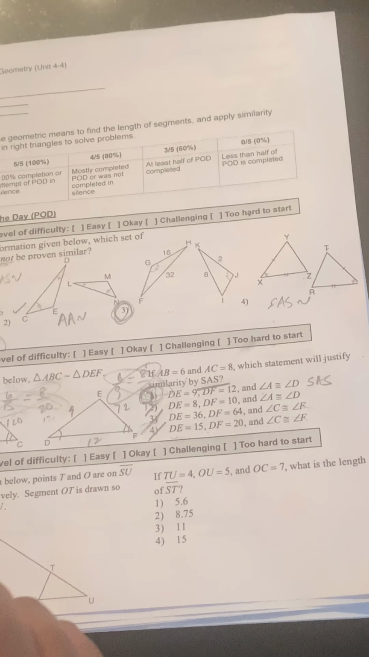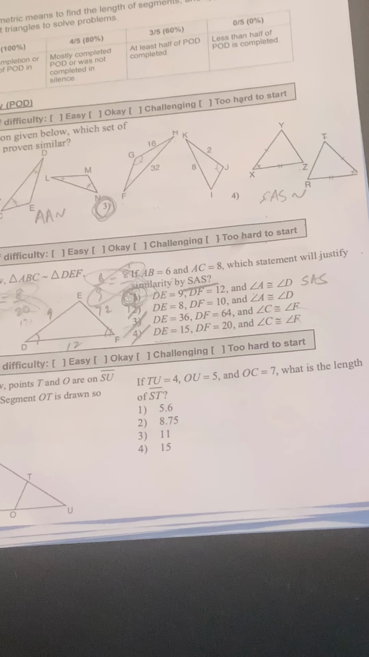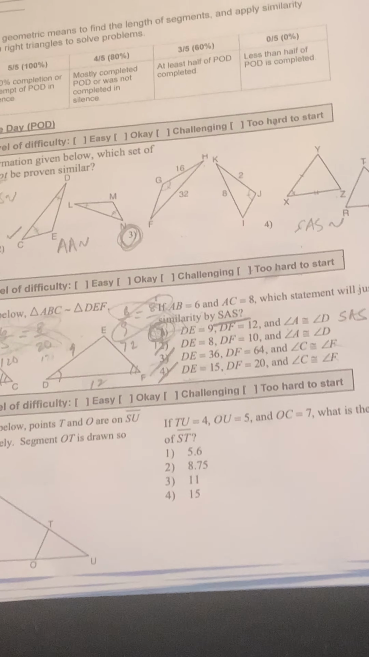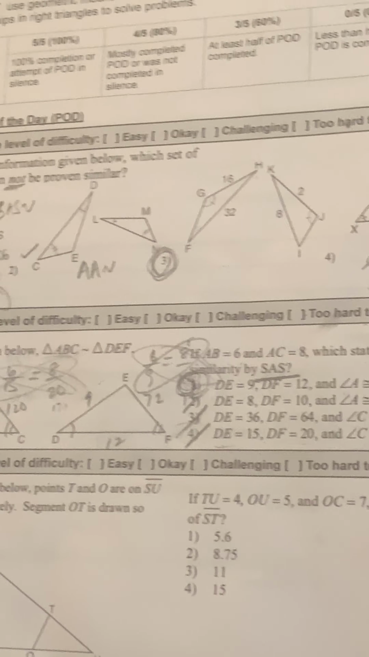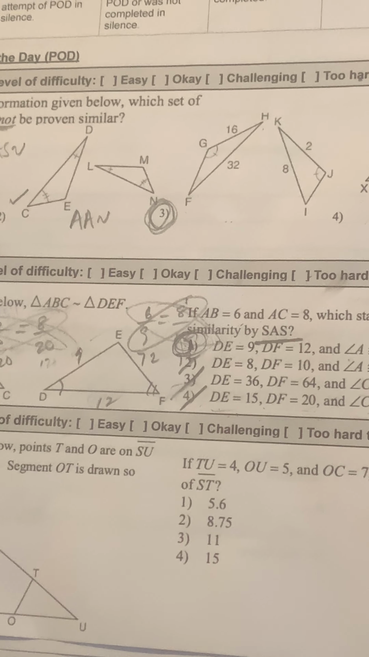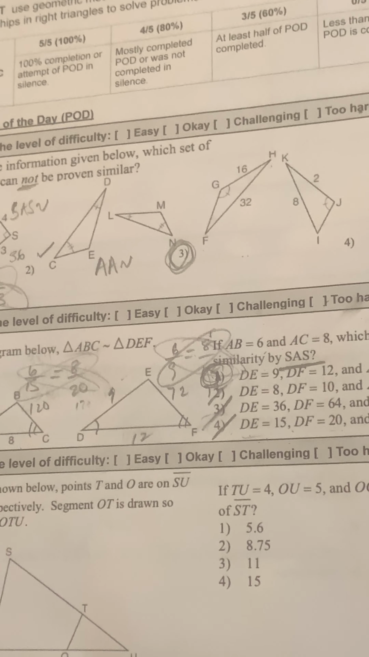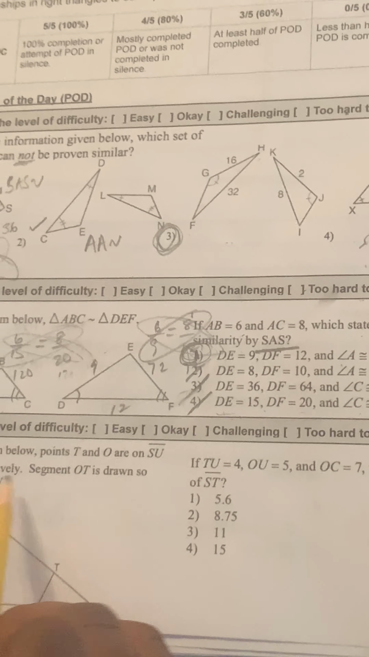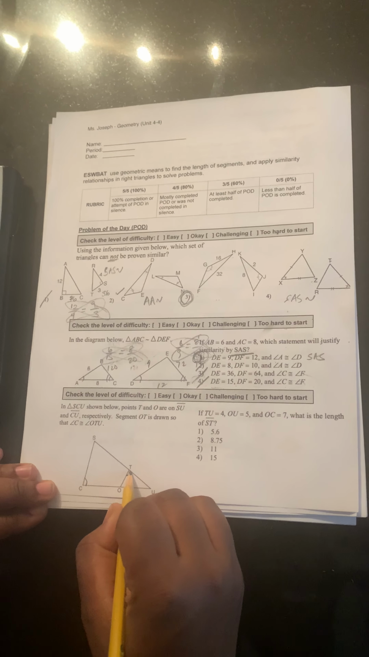Now for the last question, it says, in triangle SCU shown below, points T and O are on segment SU and segment CU respectively. Segment OT is drawn so that angle C is congruent to angle OTU. So angle C is congruent to angle OTU.